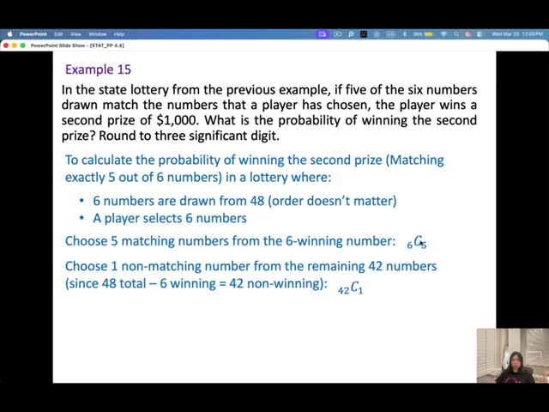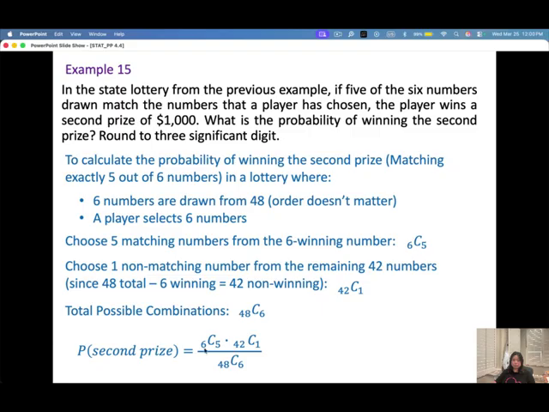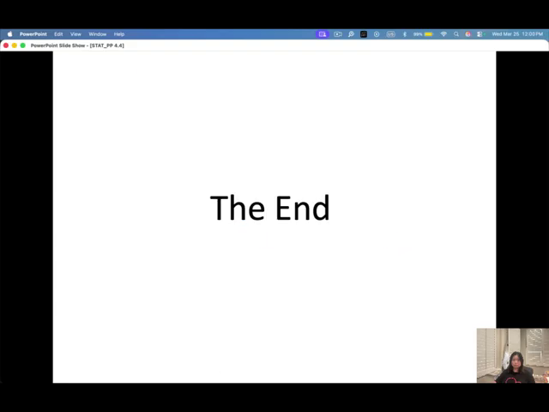Okay, when you multiply it, that will be the favorable outcome. And then the total outcome will be the same idea. We do have 48 numbers, we just need to pick 6 of them. So 48C6. So the probability of the second prize will be equal to this. Use your calculator. You will get this. That's it.